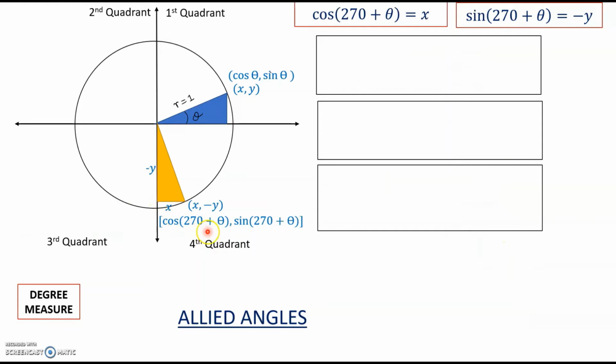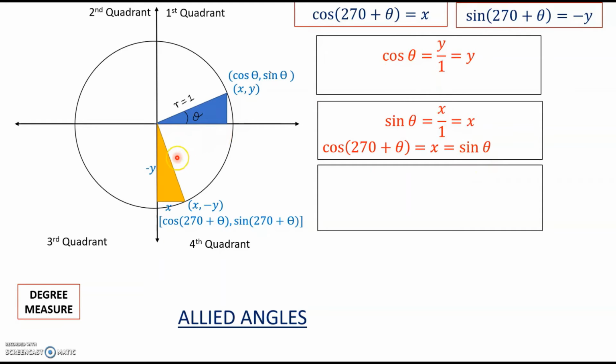Further, extending it to 270 plus theta. Our x coordinate here is positive, and the y coordinate is negative. So it's x, minus y. So my cos(270 plus theta) is equal to x, and sine(270 plus theta) is equal to minus y. This is the coordinate here. Further, taking this right angle triangle with angle theta here, you will find sine theta is equal to x by 1, which is x. Let's apply this value, x is equal to sine theta, onto this equation, cos(270 plus theta) is equal to x. So it becomes sine theta.